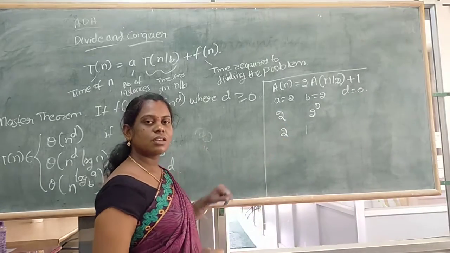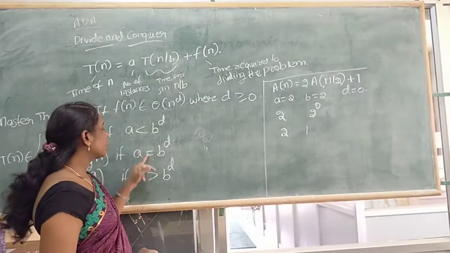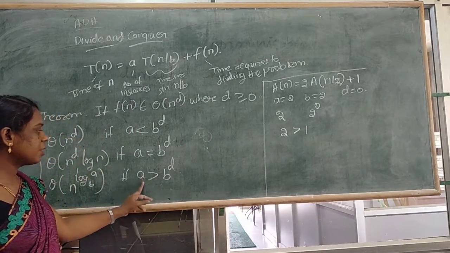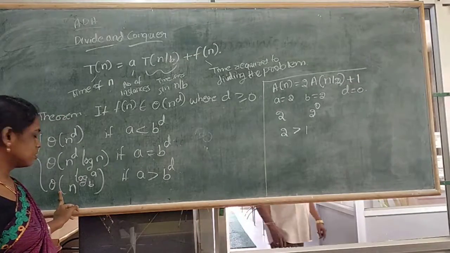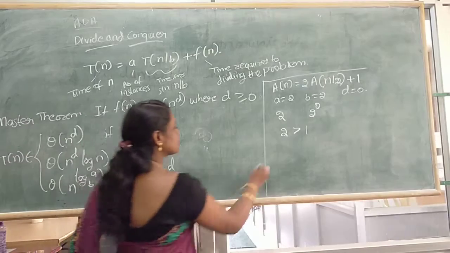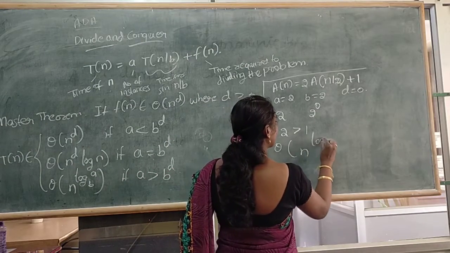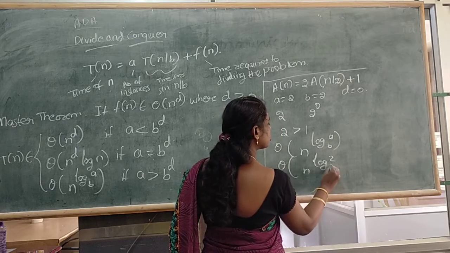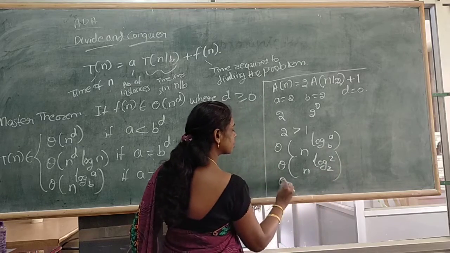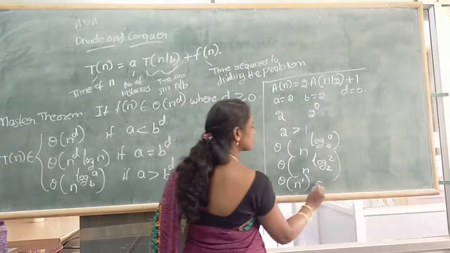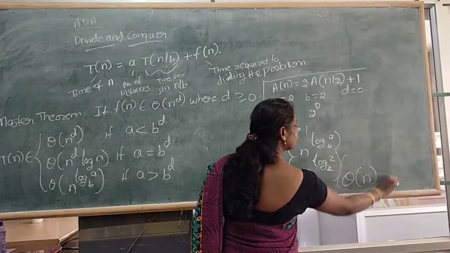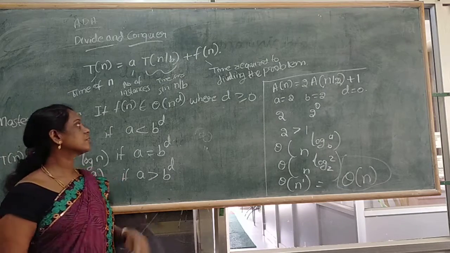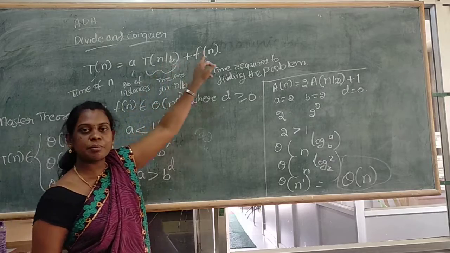So compare 2 with 1: less than 1, no; equal to 1, no; greater than 1, yes. When a is greater than b power d, the efficiency is theta of n power log a base b. So log a base b is log 2 base 2, which is 1, so theta of n power 1. So the efficiency is theta of n. In this way you are going to find the efficiency of the algorithm, where T of n is equal to a T of n by b plus f of n.